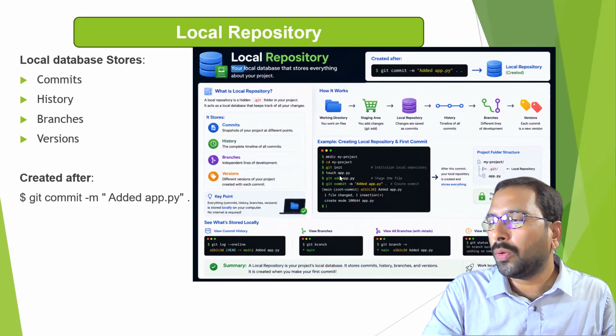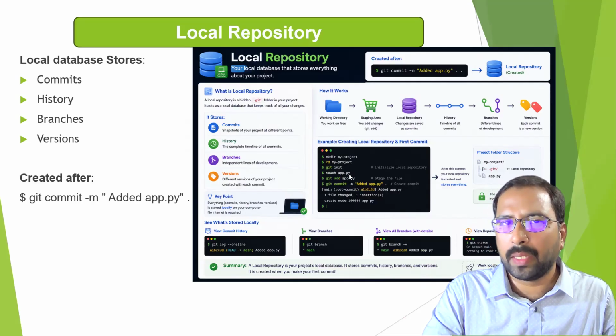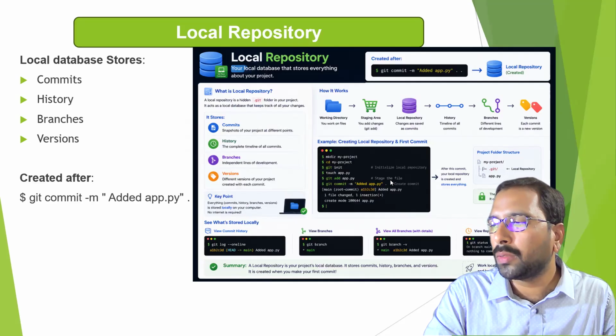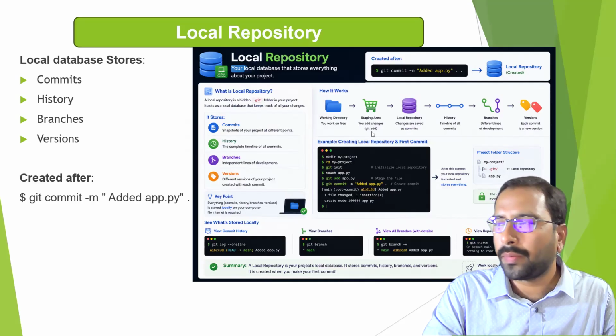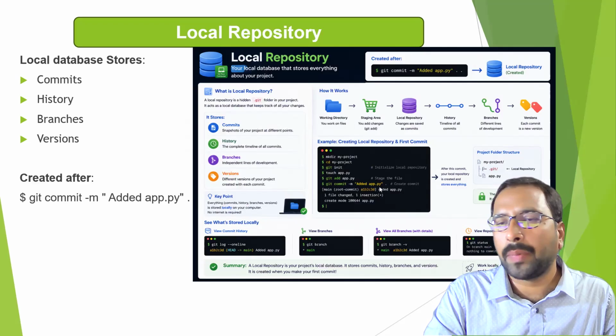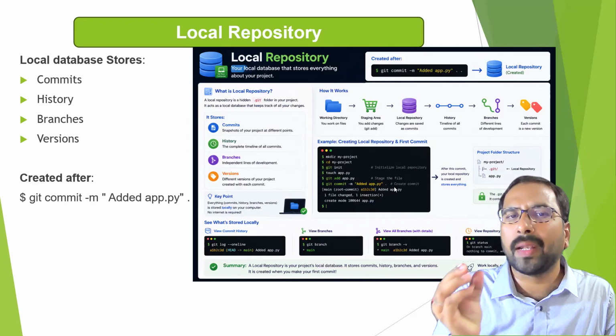Once we create a file, we need to add it to the staging area. To store it in the staging area, we can execute git space add app.py. Now it is stored in the staging area. That file now we need to commit into the local repository. We'll use git space commit hyphen m "added app.py". This is a valid label name.